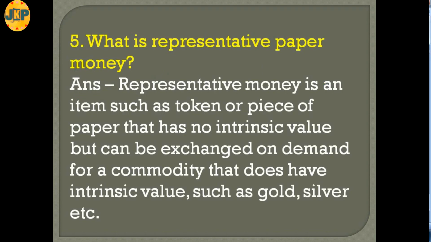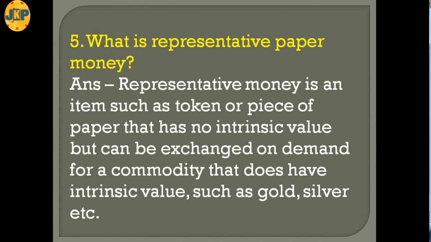Next, what is representative paper money? Answer is, representative paper money is an item such as a token or piece of paper that has no intrinsic value but can be exchanged on demand for a commodity that does have intrinsic value such as gold, silver, etc. That means representative paper money may be a piece of paper which does not have any intrinsic value, but if we give that piece of paper, then in return we may get some goods which have intrinsic value.